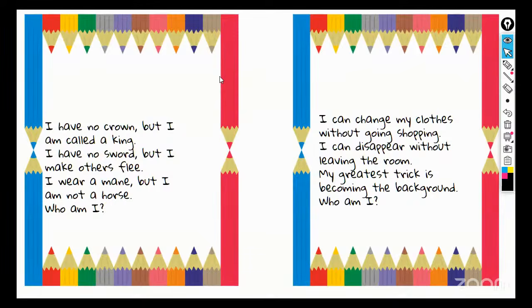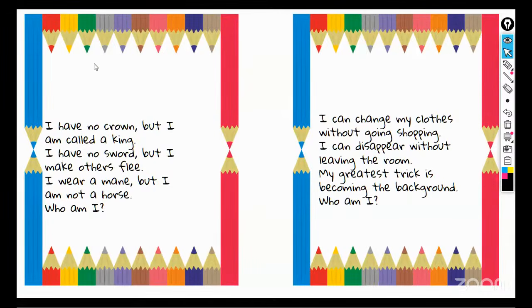I have 2 riddles. So we have some riddles as today's brain cooler. There are 2 easy ones and 1 hard one. I have no crown, but I am called a king. I have no sword, but I make others flee. I wear a mane, but I am not a horse. Who am I? And then I can change my clothes without going shopping. I can disappear without leaving the room. My greatest trick is becoming the background. Who am I?